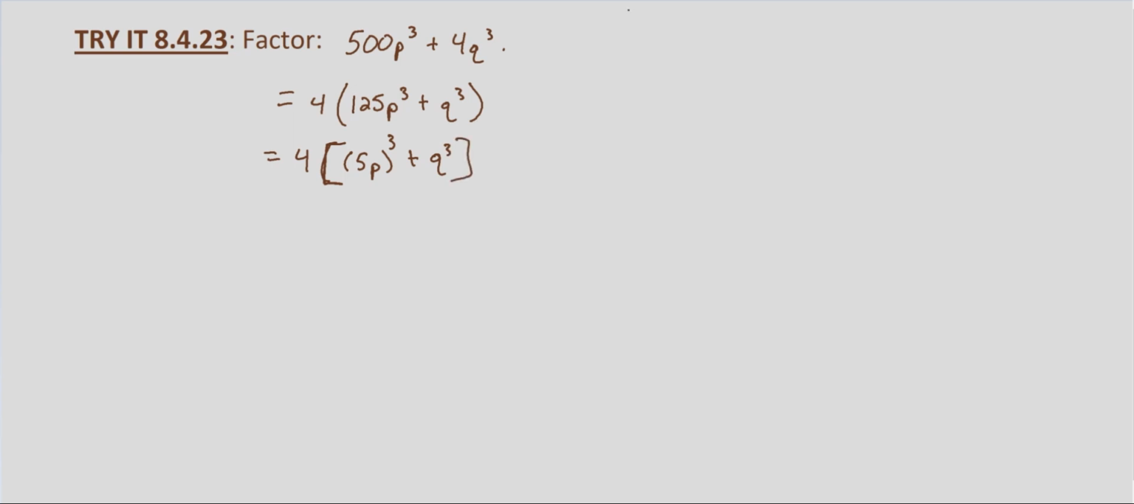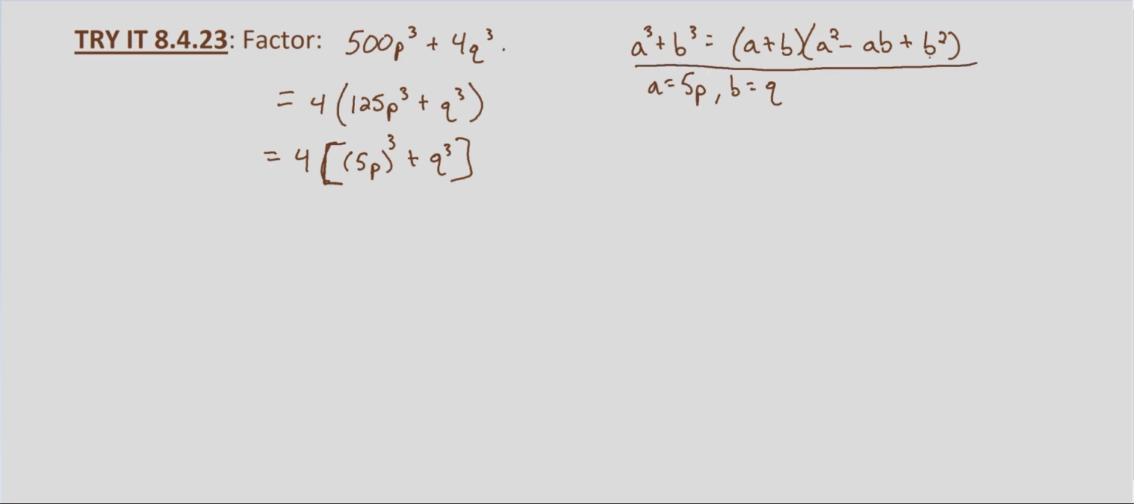This is a formula that you should have memorized, not just for this course, but for any future use. And what that amounts to is that, remember, a cubed plus b cubed equals a plus b times a squared minus ab plus b squared. So in this case, our a equals 5p, our b equals q. So we just substitute into our sum of cubes formula.